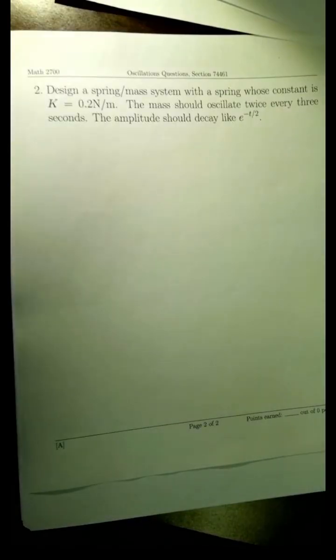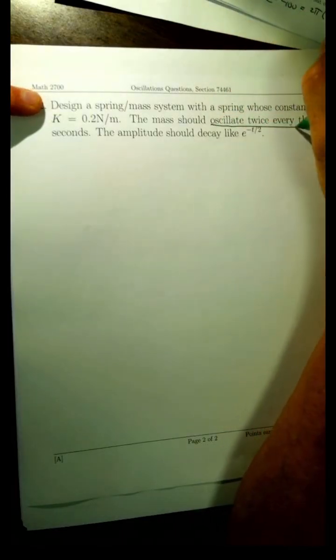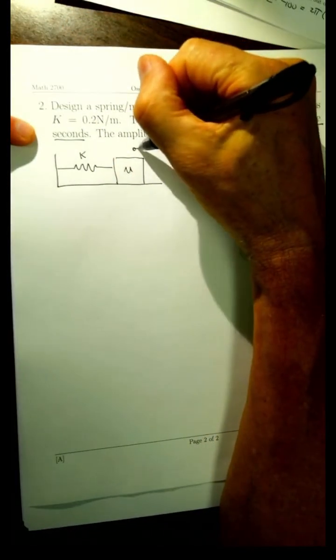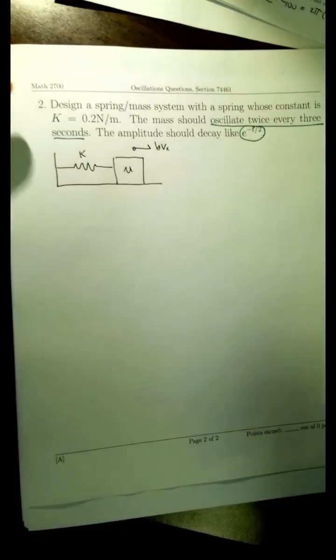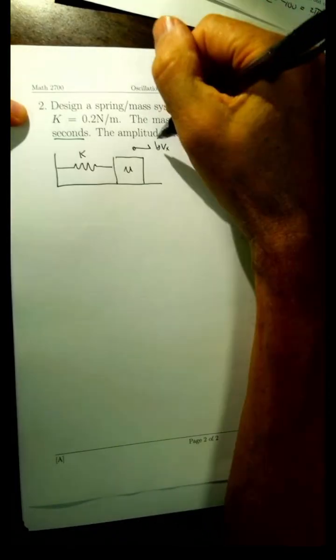Okay. Second example. I've got a spring mass system, and in the spring mass system, I know that the spring constant is 0.2 newtons per meter, and I have a goal that I want this thing to oscillate twice every 3 seconds, and I want the amplitude to decay like e to the minus t over 2. So first thing is I'm going to draw a picture. I've got some mass of mass m, spring constant k, and I've got some friction force given by the velocity, and it's proportional to the velocity, so I've got the b.